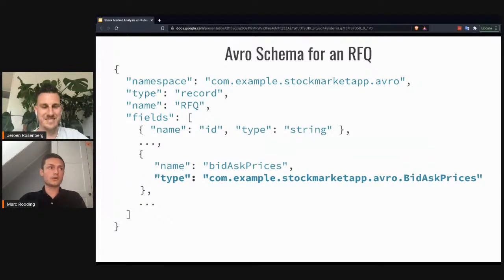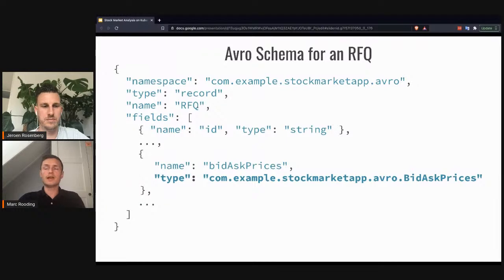So what you can also do if you want to take it a step further is you can have relationships, because what is a model without having relationships with other models? So what you can do is define an external model, basically embedding other records into this one. And in this case, we're embedding the bid ask price model into our RFQ. So the RFQ object will have a bid ask price property, which is an instance of the bid ask prices, basically.